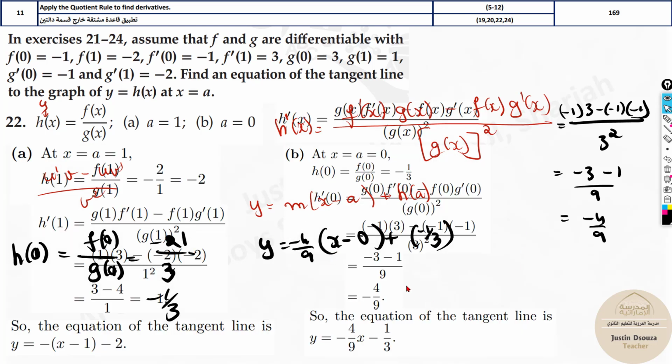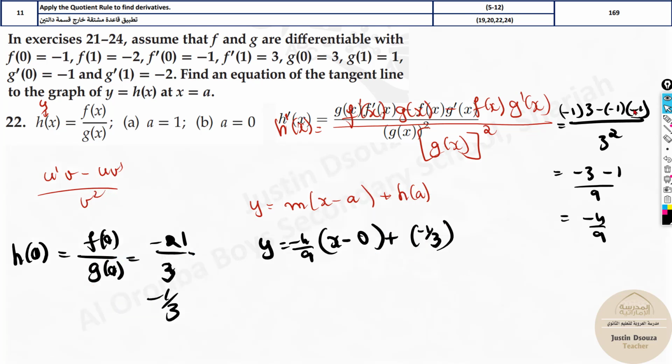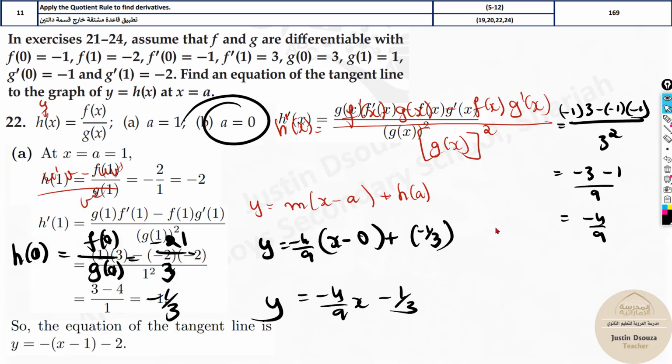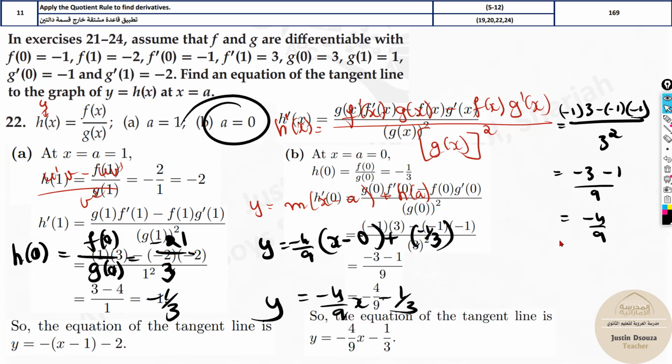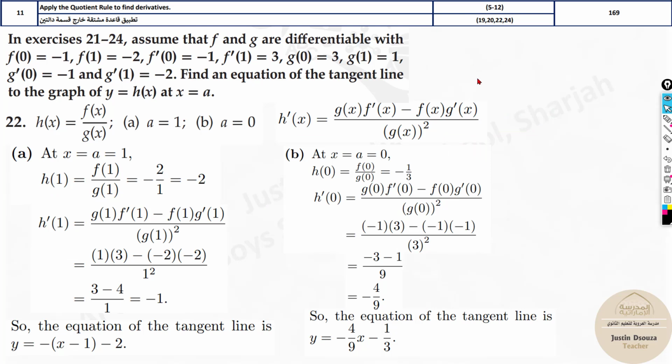Okay, now I forgot to multiply this inside. All you do is see over here. x minus 0 is just x. So multiply x over here. It'll be minus 4 by 9 x. And this will be negative 1/3. That is the equation of the tangent line when a value is 0. So this is how we basically solve it. You can see that's the answer. That's it. So these are all the problems.